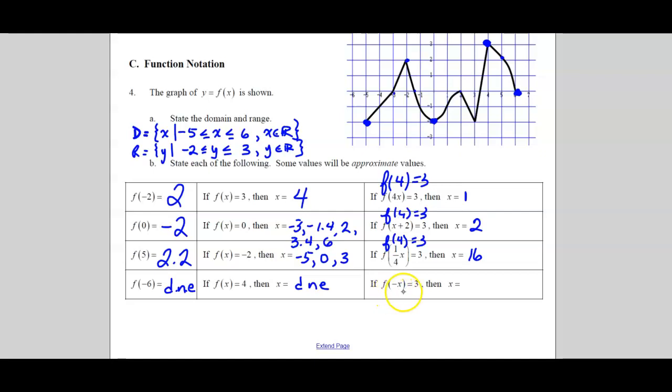Here, f of negative x has to equal 3, so remember f of 4 has to give you 3. So what must x be to get 4 in there? Well, it's got to be the opposite sign, right? So x would have to be negative 4. Okay, and that is helping, we're doing these questions now, so when we get to transformations, it makes it a lot easier for you. Okay, so make sure you've got those.